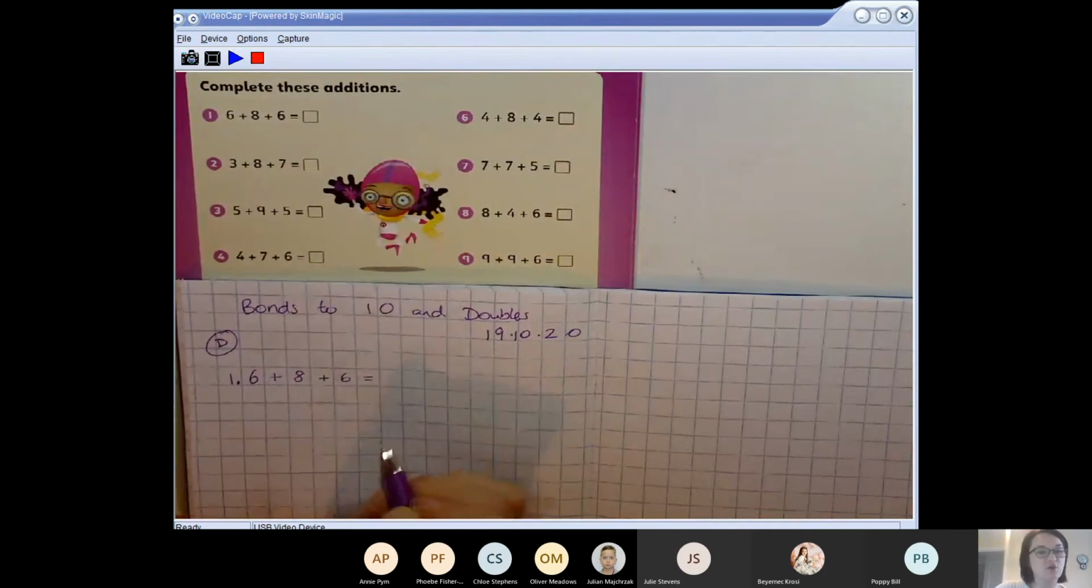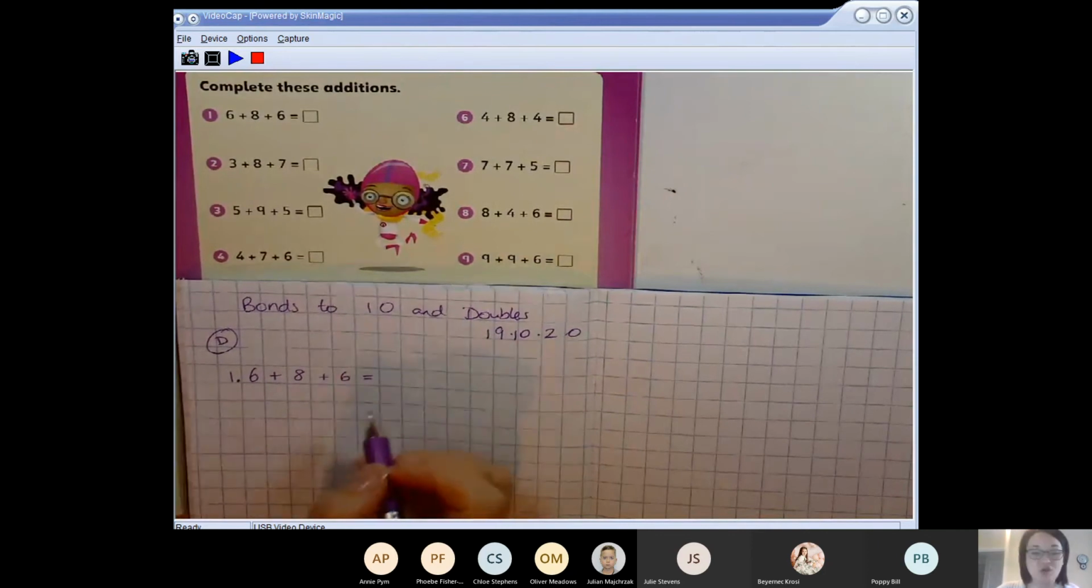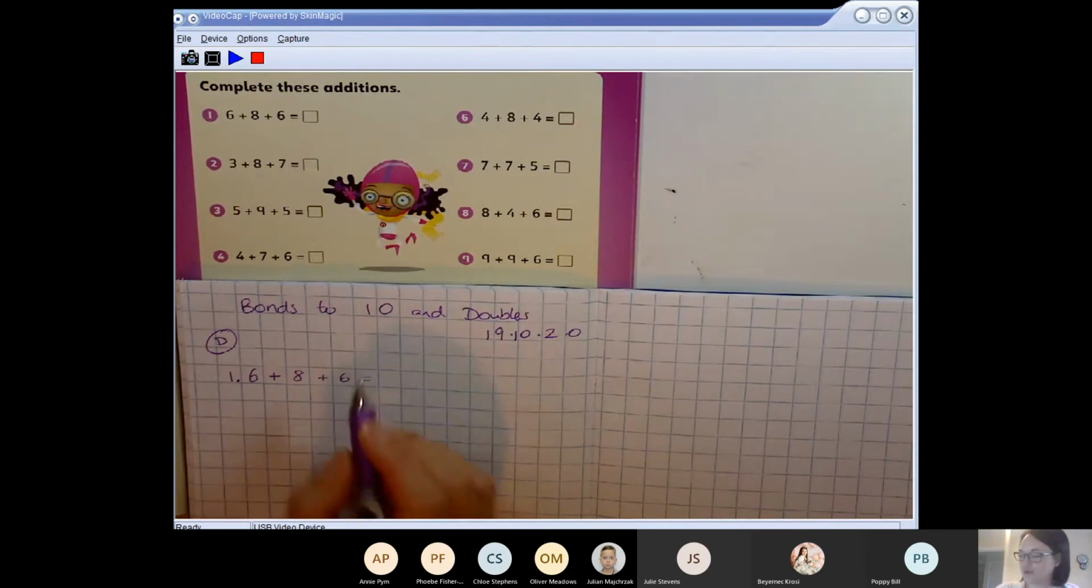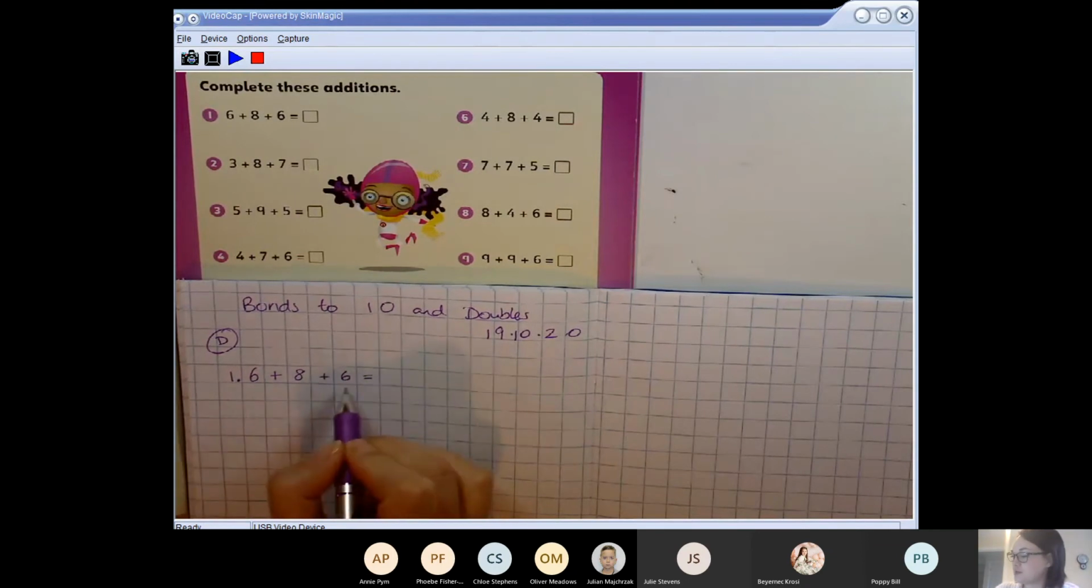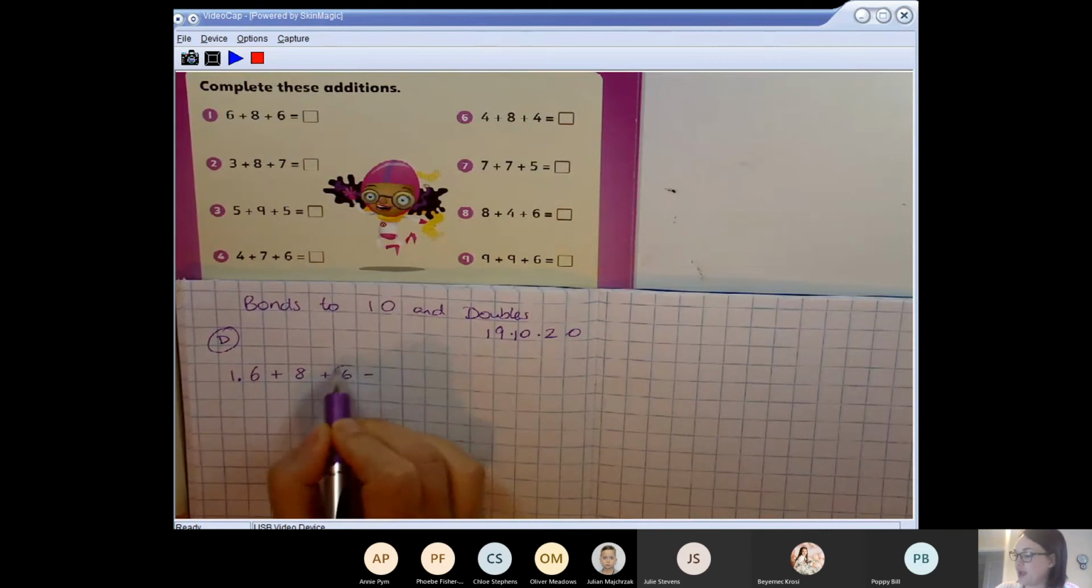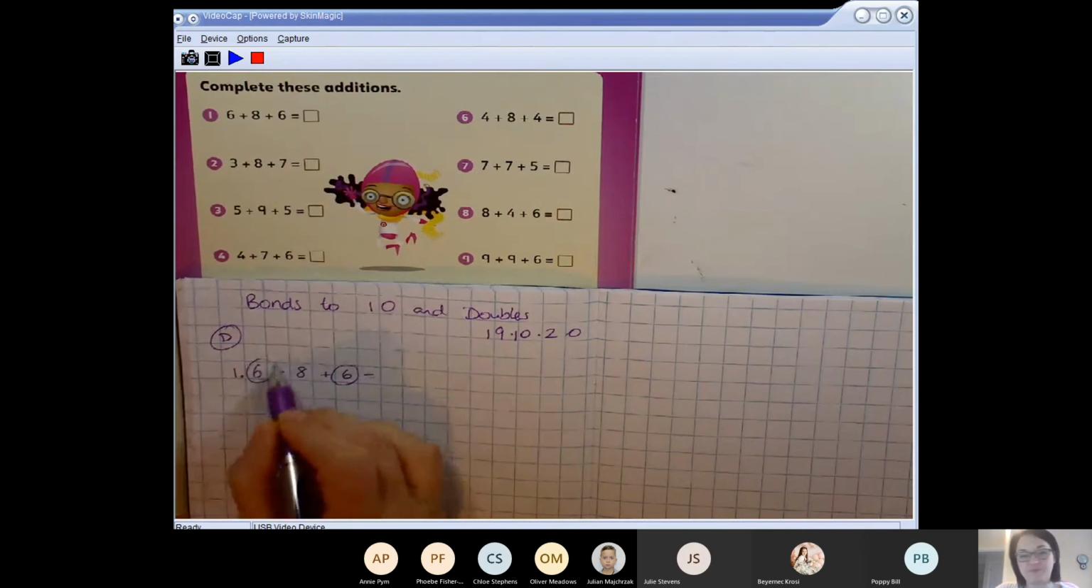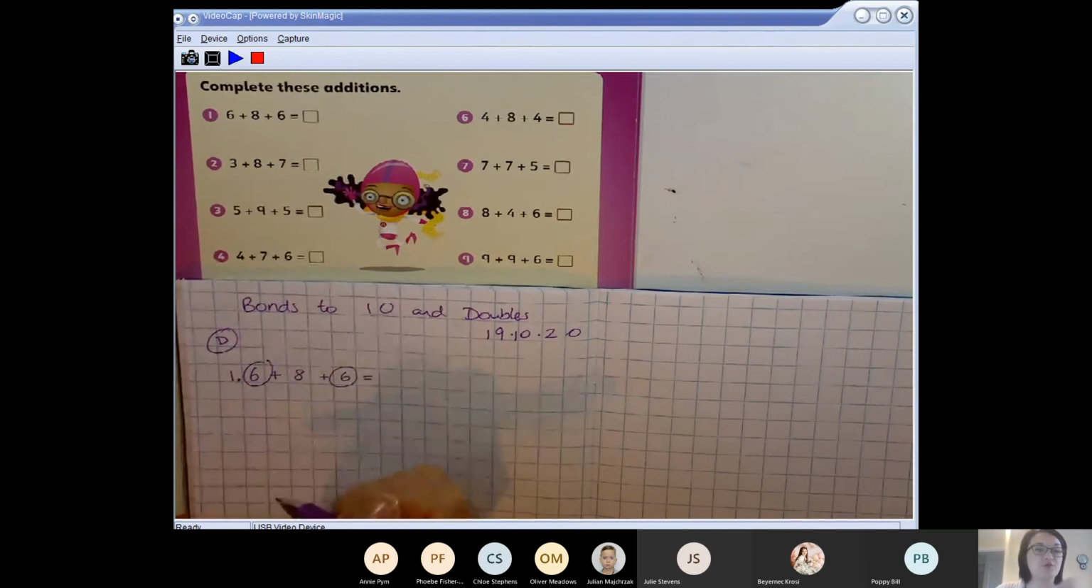Because just like I did on my whiteboard, I'm actually going to circle the 2 numbers that I'm going to add together first. And I want you to do that, year 2. Circle the 2 numbers that you add together first. That will help me know that you're not just counting on your fingers. I can't see a number bond to 10 here, but I can see a double. So I'm going to circle those 2 numbers. Those are the 2 numbers that I would add together first.